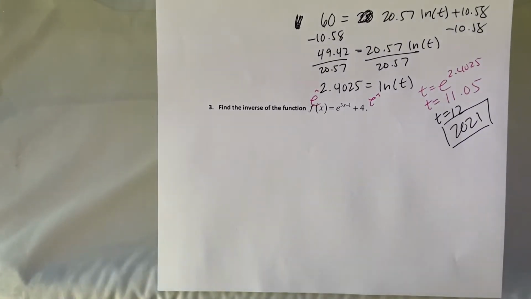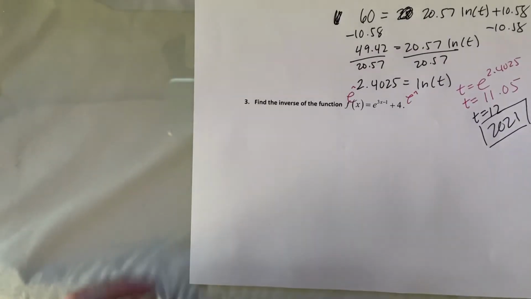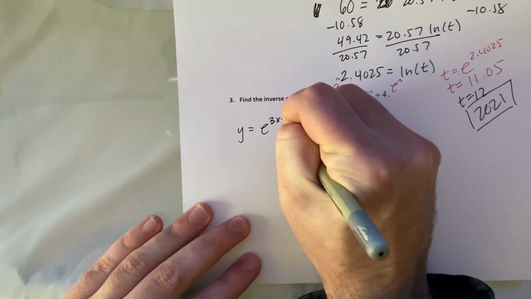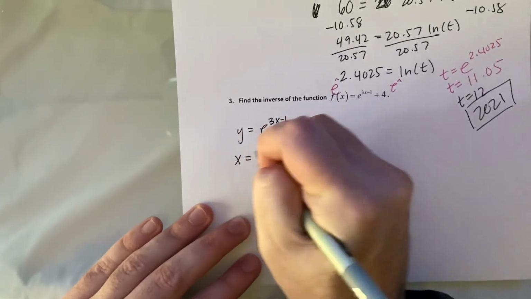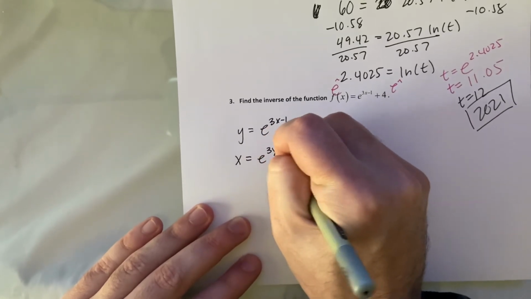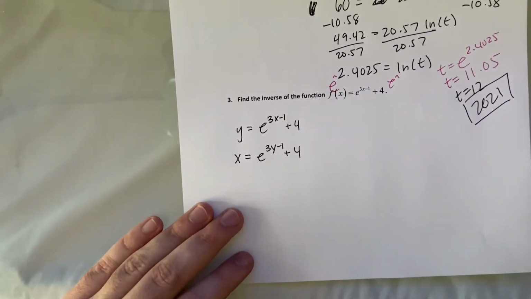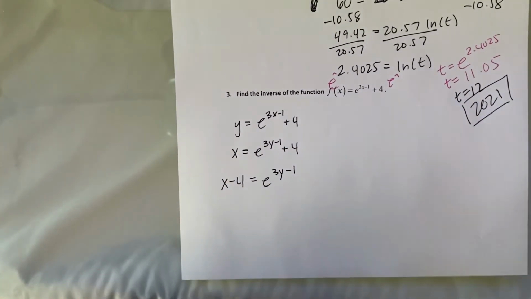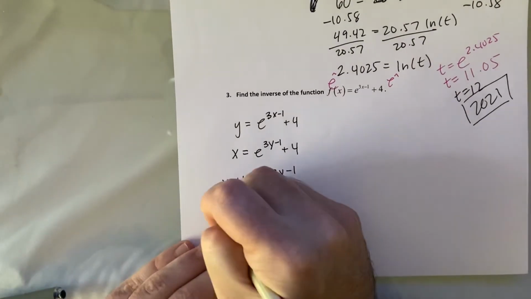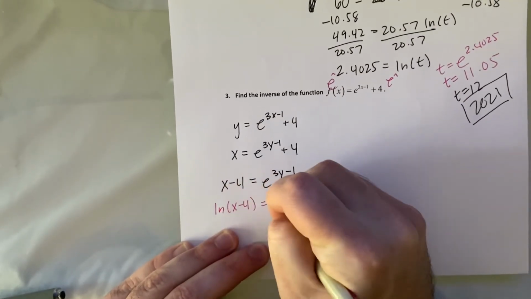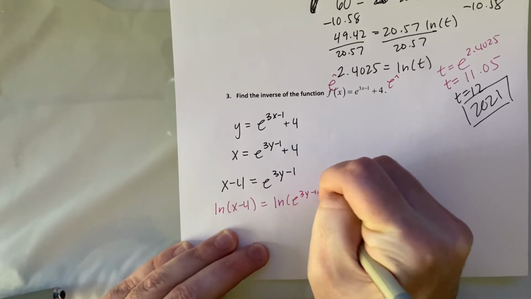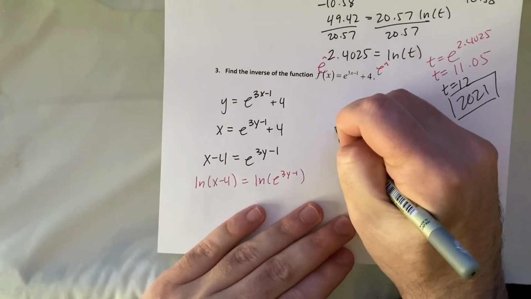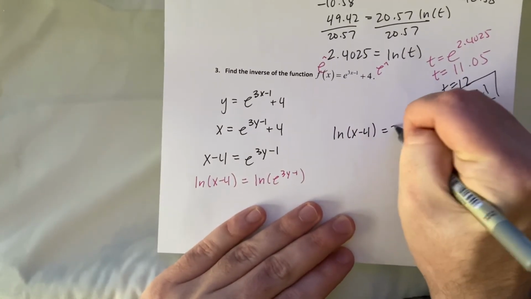And lastly, to find the inverse function, it's the same as we did in 4.1. We say y equals e to the 3x minus 1 plus 4. Switch positions, x equals e to the 3y minus 1 plus 4. Now we're solving for y. So we get x minus 4 equals e to the 3y minus 1. Take the ln of both sides. On the right side, the ln and the e cancel. So we end up with the ln of x minus 4 equals 3y minus 1.